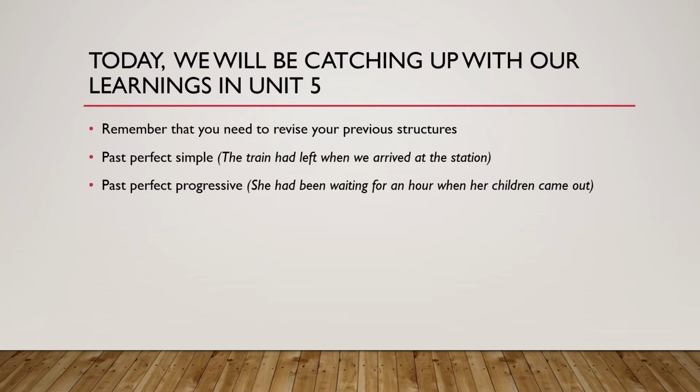The past perfect progressive, on the other hand, is formed by had, been, and the ing form of the verb that we choose, or the verb that we need to express. The example is, she had been waiting for an hour when her children came out. That is, we're not explaining what happened first and then another one. We're talking about the length of time that an action took place before another occurred. She had been waiting for an hour when her children came out.